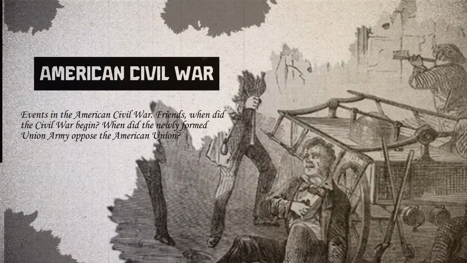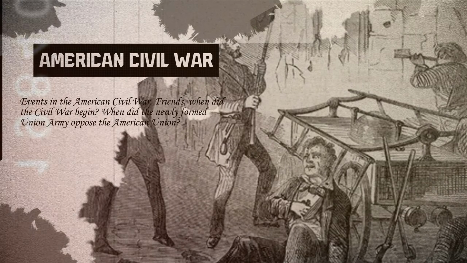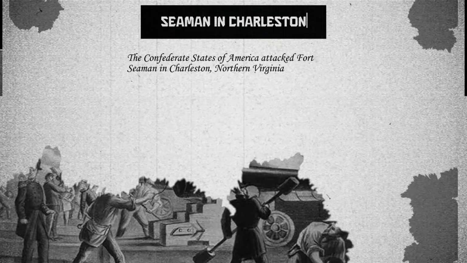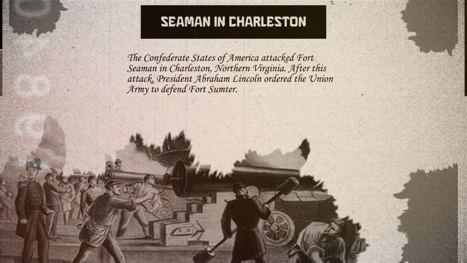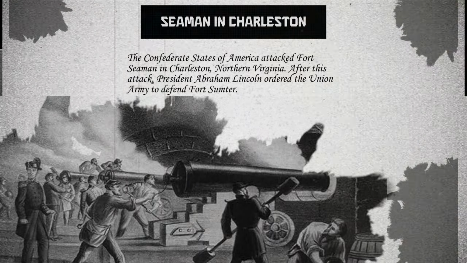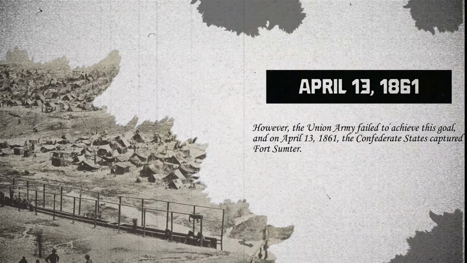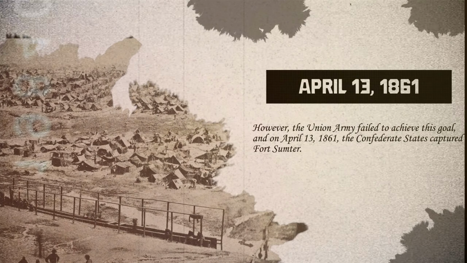Friends, when did the Civil War begin? When did the newly formed Confederate Army oppose the American Union? The Confederate States of America attacked Fort Sumter in Charleston. After this attack, President Abraham Lincoln ordered the Union Army to defend Fort Sumter. However, the Union Army failed to achieve this goal, and on April 13, 1861, the Confederate States captured Fort Sumter.